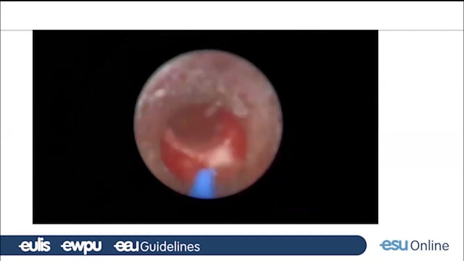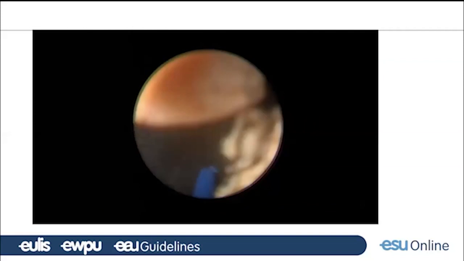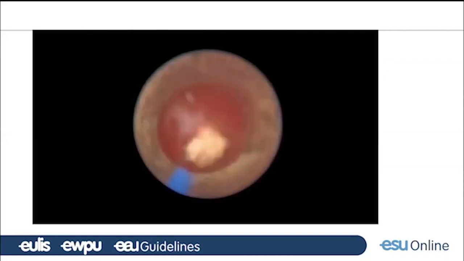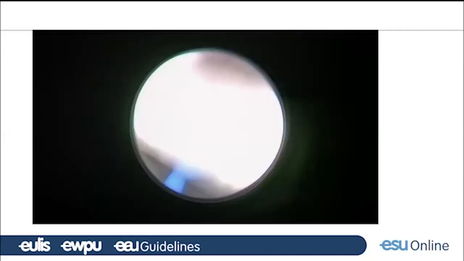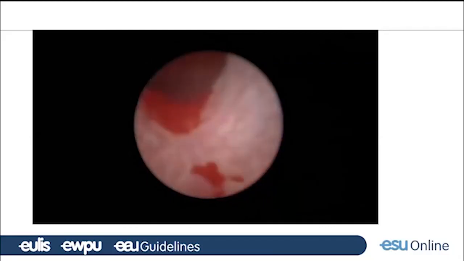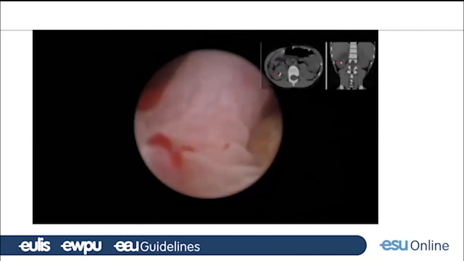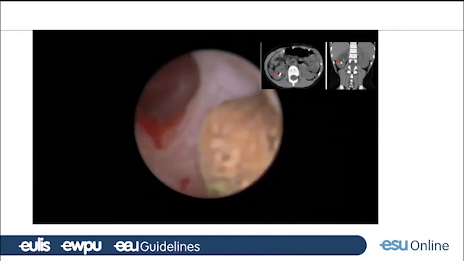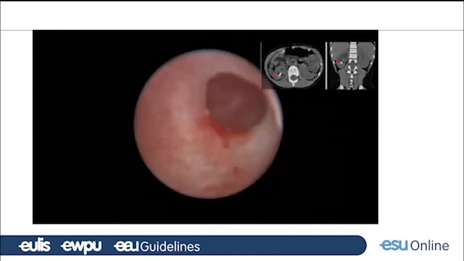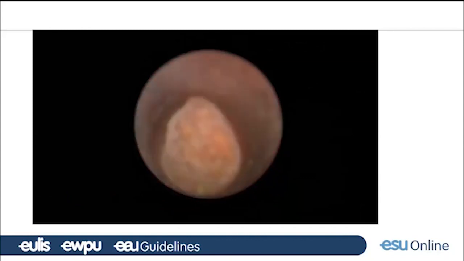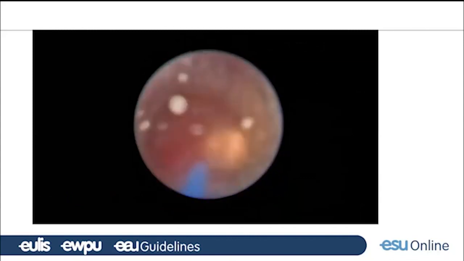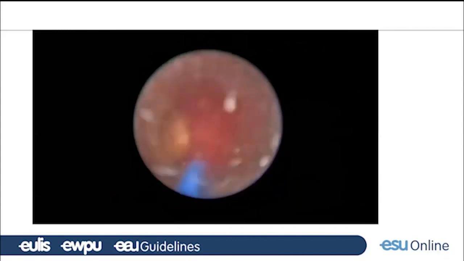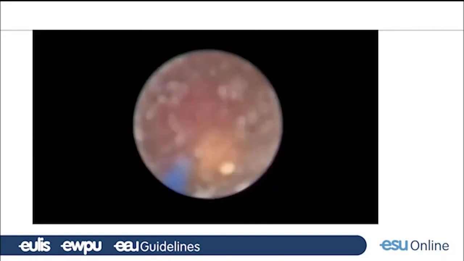At this step, we also focus on the last stone located in the lower pole. In this case, instead of fragmenting the stone in the lower pole, to avoid torque of the nephroscope, we just flush some saline from the nephroscope, and the stone is dislocated into the renal pelvis and fragmented there. The total duration of the surgery was around 35 minutes.